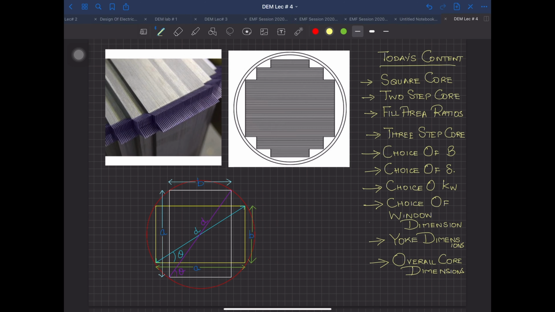Achha, over here, as you can see, I have taken some images from Google Images, and you can see the stepped core over here.